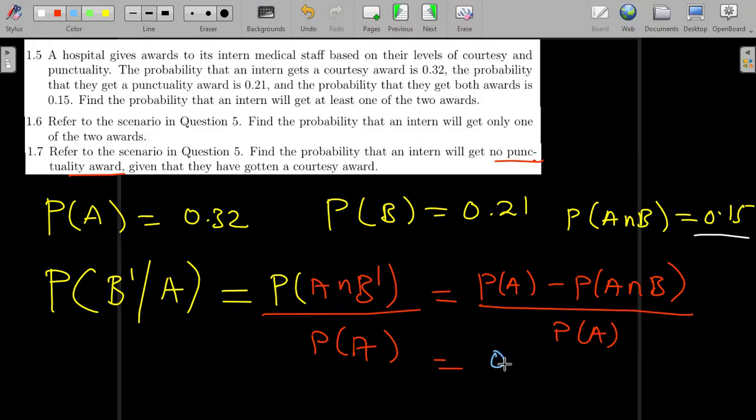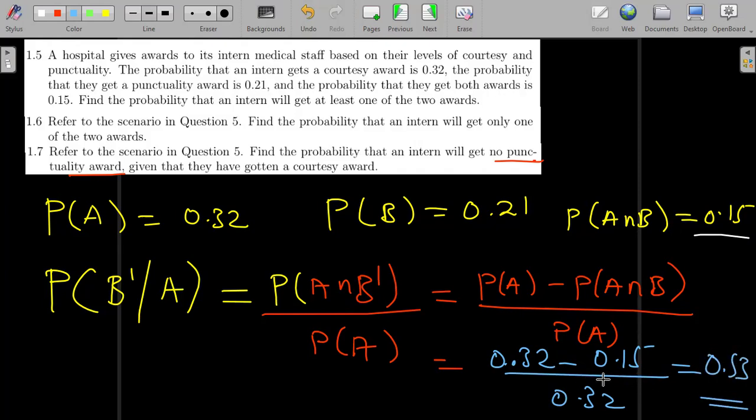So now we have these values. So probability of A is 0.32 minus probability of A intersection B, which is 0.15, divided by the probability of A, 0.32. So calculator, I'm getting 0.53. So this will be the answer there on question 7. All right, so we go to question 8.